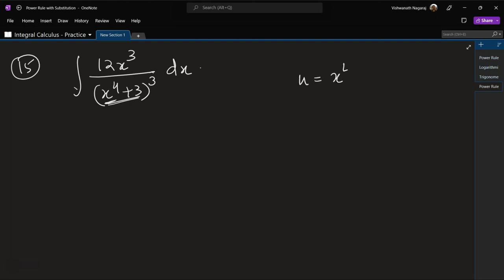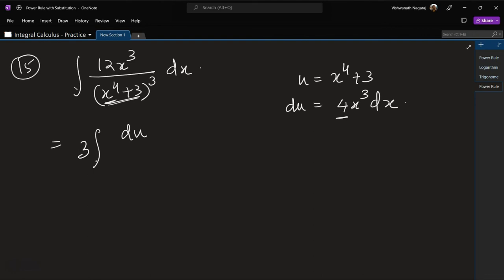So let's do the substitution. u is equal to x to the power of 4 plus 3. du is 4x cube dx. So now we can rewrite this as du by u cube. 12x cube, so we have to factor out 3. So 3, if we take it out, we are left with 4x cube.